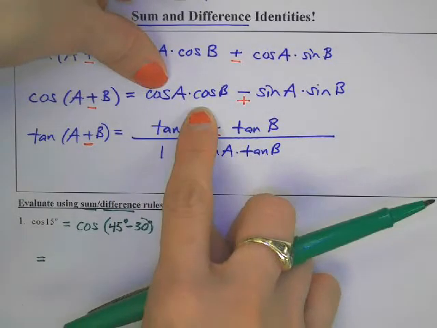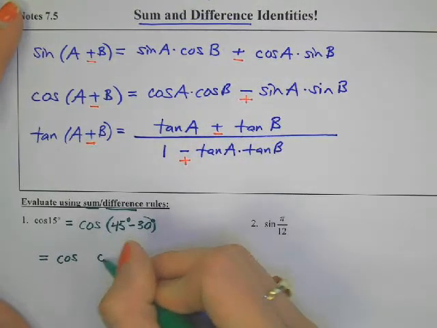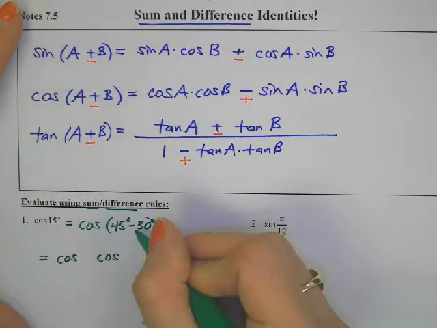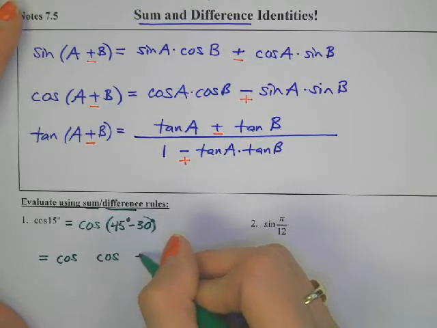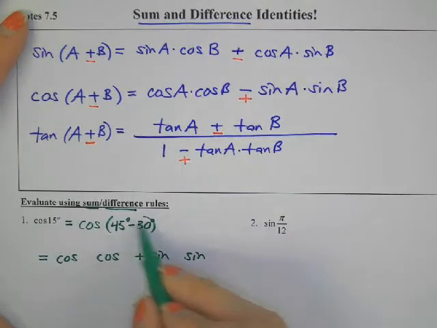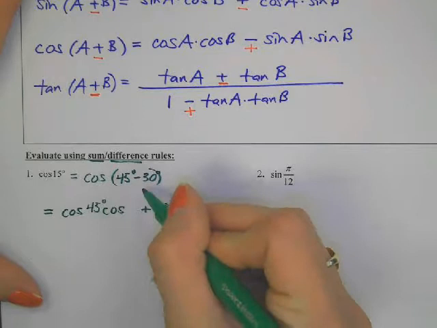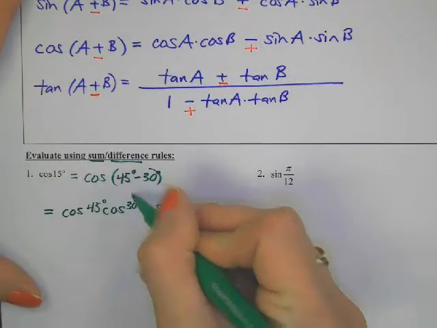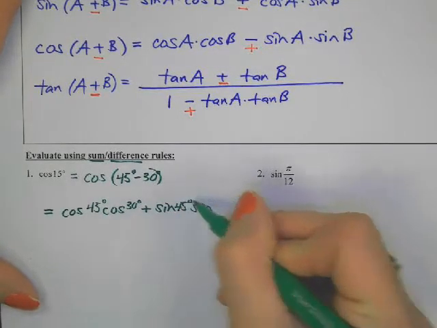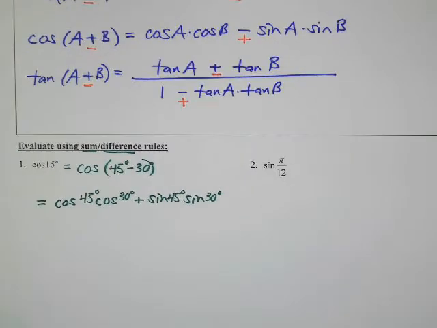All right, cosine, cosine, sine, sine. So let's write cosine, cosine, little clapperoo, plus sine, sine. And now we're going to fill in our angles. First you put the 45, then you put the 30. Then you put the 45, then you put the 30. And what happens is they each take a turn.